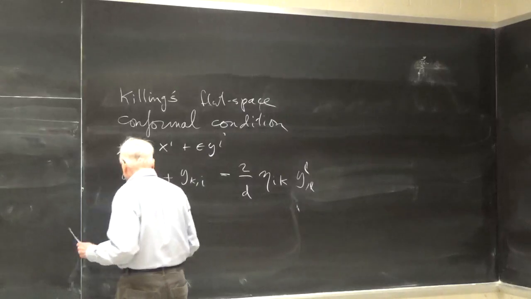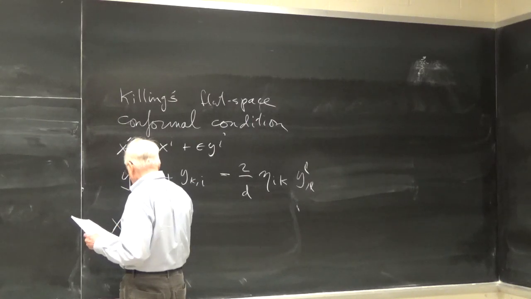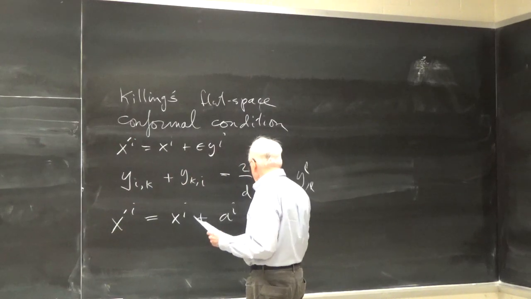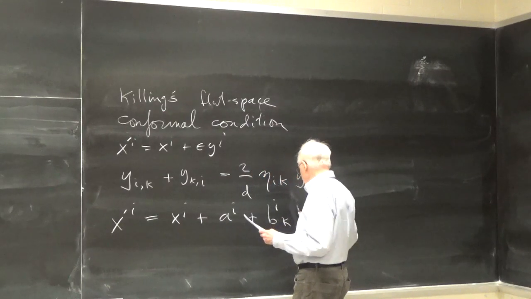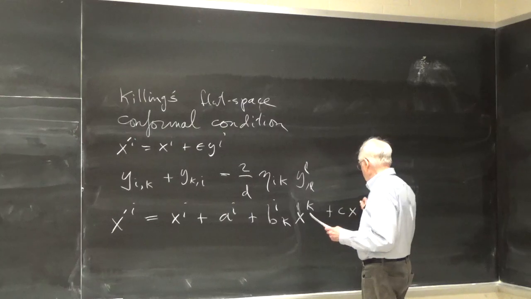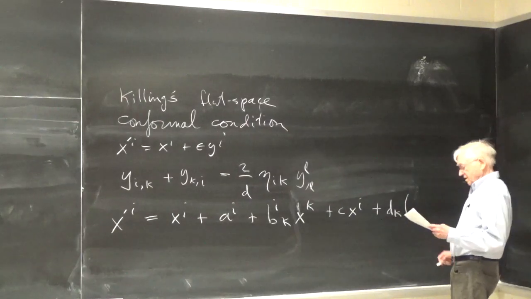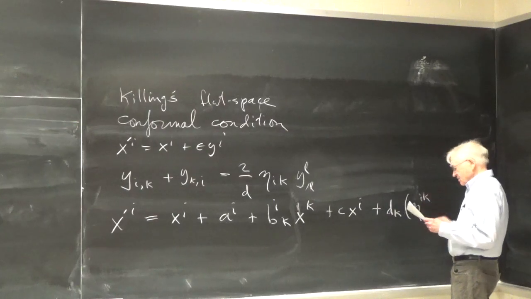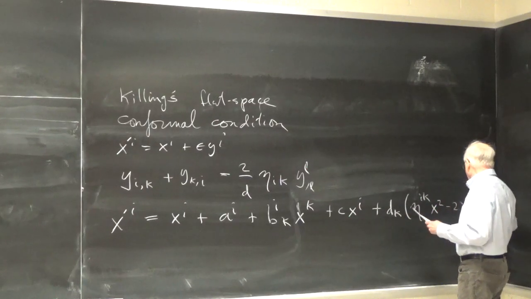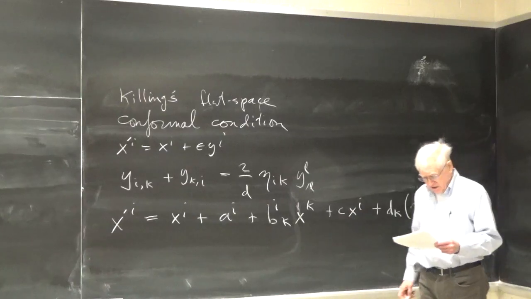so the general transformation for flat space that we call a conformal transformation is x prime i is xi plus a translation ai plus a Lorentz transformation bik xk plus a dilation c xi plus what's called a conformal transformation in the narrow sense, a 2 ik x squared minus 2 xi xk, and here of course x squared is xl xl. We're in flat space.